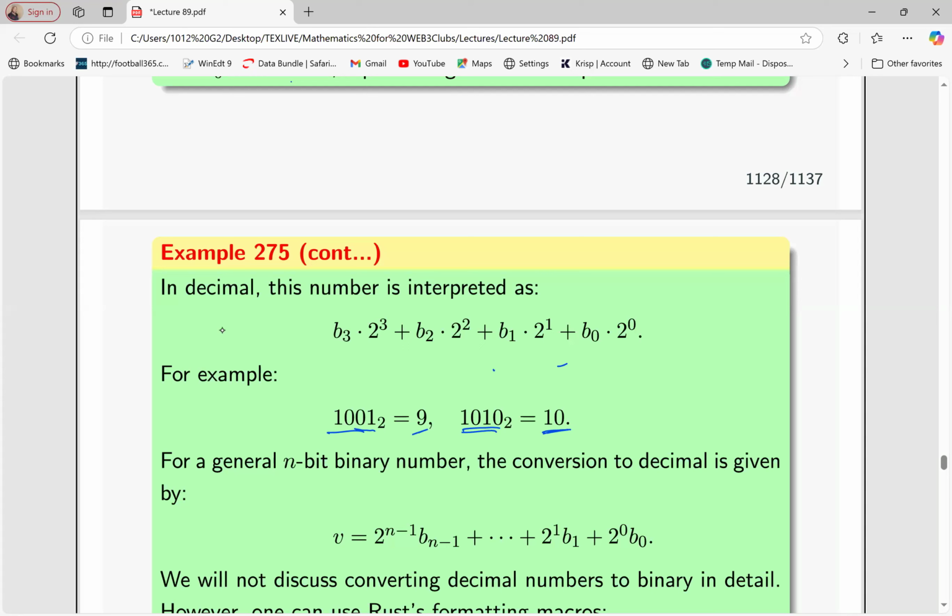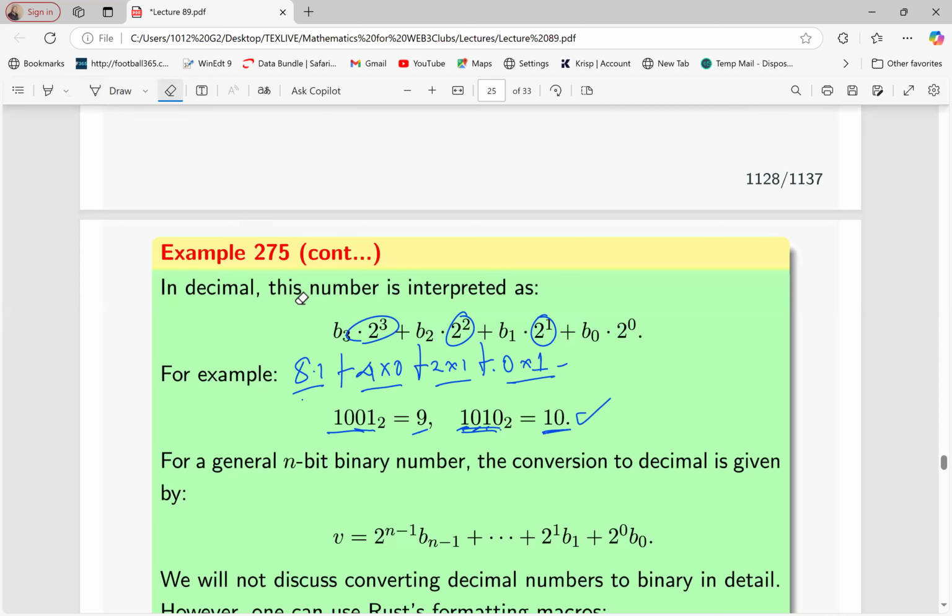So of course, it will be 8 times 1, plus, this one we said is 4, 4 times 0, plus, what was it? It was 8, 4, 2. So this is 2 times 1. Then plus 0 times 1. So this gives you 8, 0, 2, 0. So 8 plus 2 is 10.